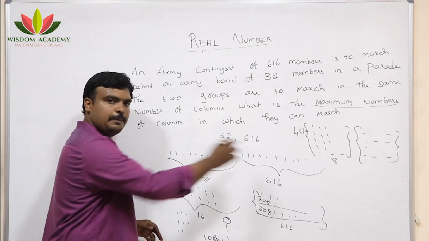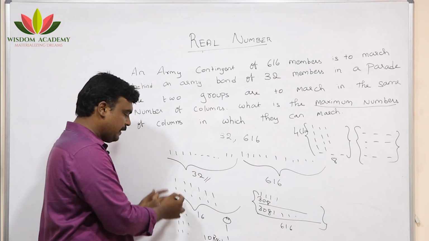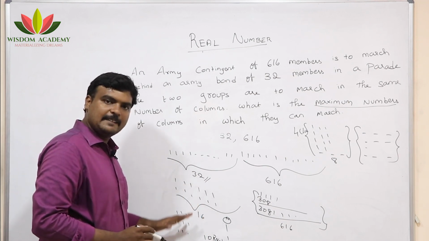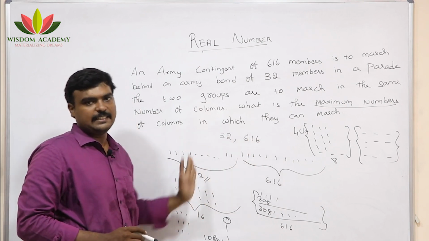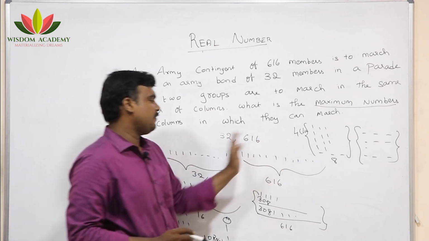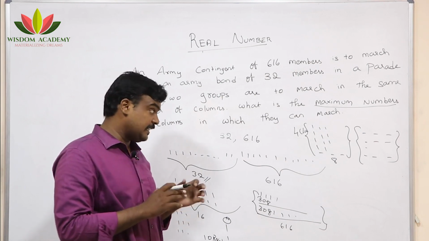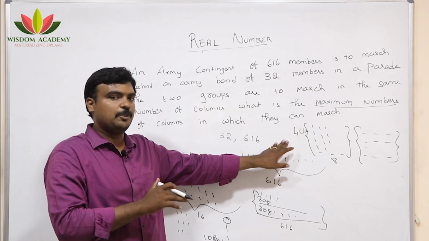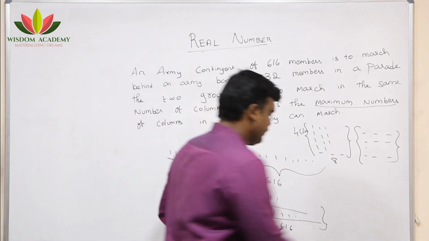If I take 1, there will be no remainder. If I take 2, there will be no remainder. The size will be reduced. Number of columns will be 2, so the number of rows will be reduced. Like that I can do, but 3 cannot be done because 3 is not a common factor of these two. If 3 were a common factor, then that would also satisfy. 4 is a common factor of 32 and 616, so that will also satisfy. Since 4 is also working, we can conclude 4 is not the maximum column we can build. So we are going to find the HCF of these two numbers using Euclid's division lemma.